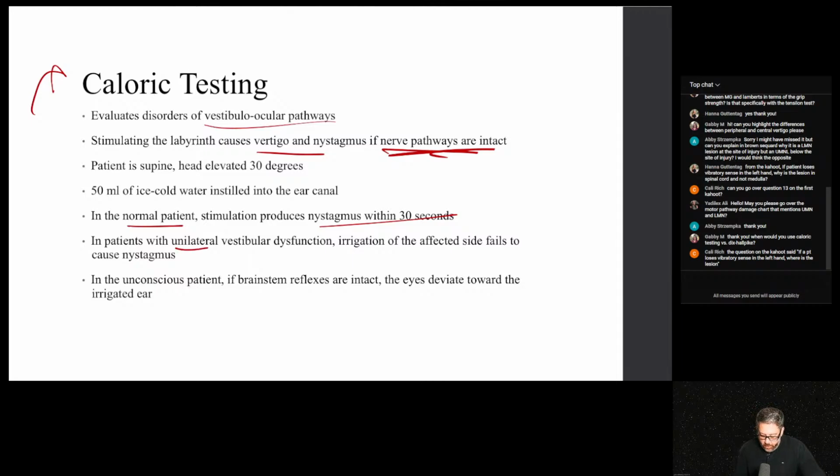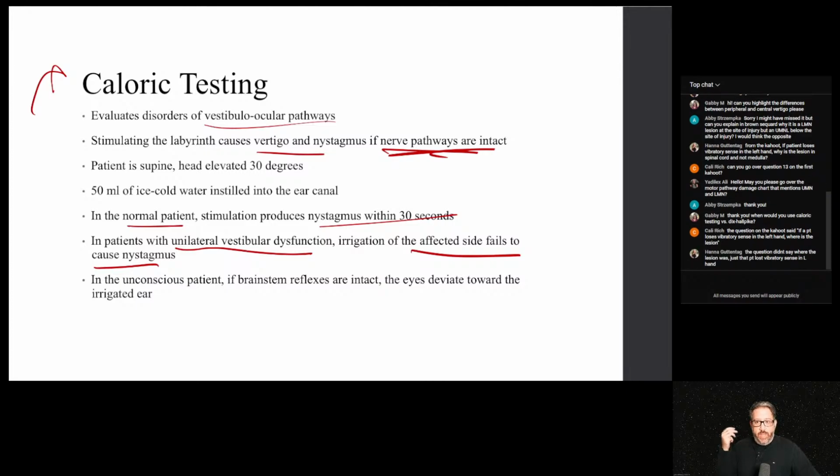If a patient has unilateral vestibular dysfunction, irrigation of the affected side fails to cause nystagmus. So you put everything in the right ear, you don't see any bouncing going on, the right ear has the issue. That is where the lesion is.